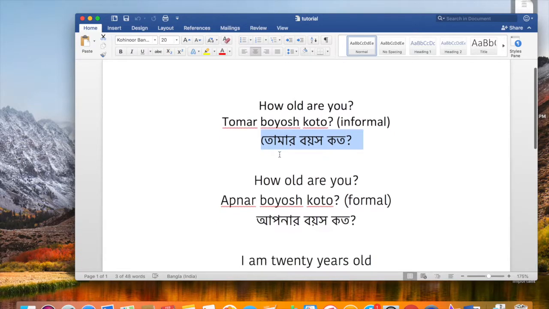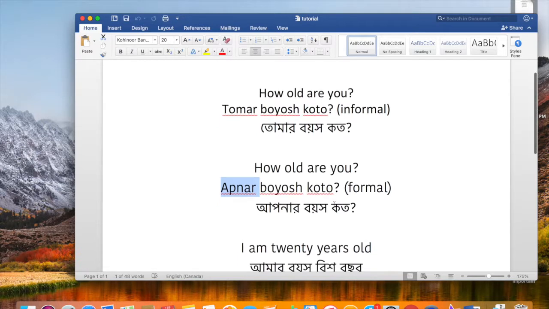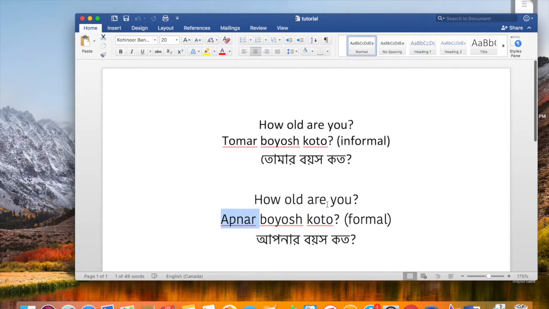If you want to be formal, just change this tomar to apnar right here. Apnar boyosh koto. So that's that. How old are you? Tomar boyosh koto. Informal. Apnar boyosh koto. Formal.